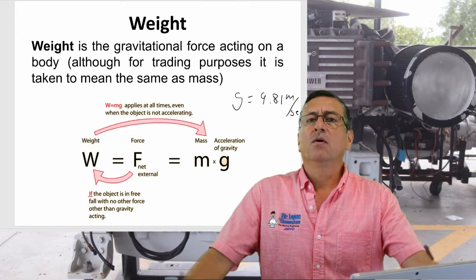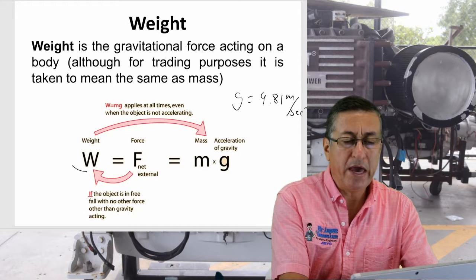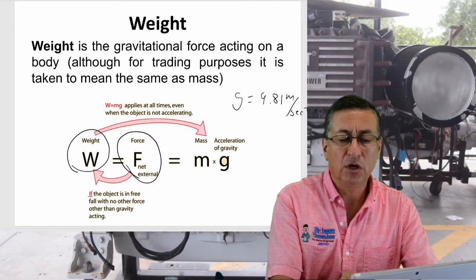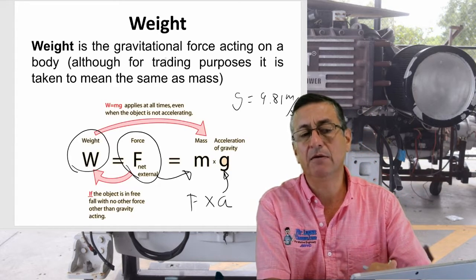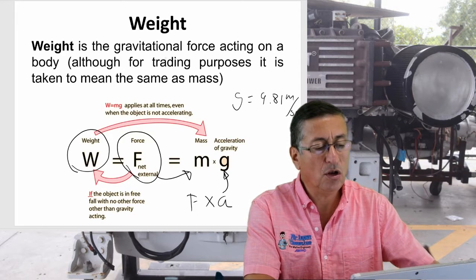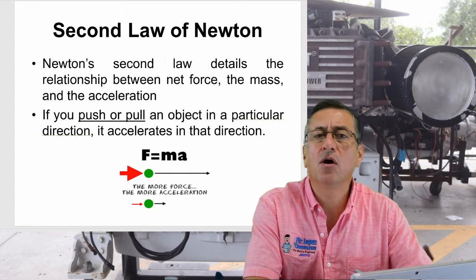Alright, what is the formula for weight? Weight is equal to the external force. According to the second law of Newton, force is equal to mass times acceleration. In this particular case, it is the acceleration of gravity. This is the second law of Mr. Newton. What does the second law of Mr. Newton state?